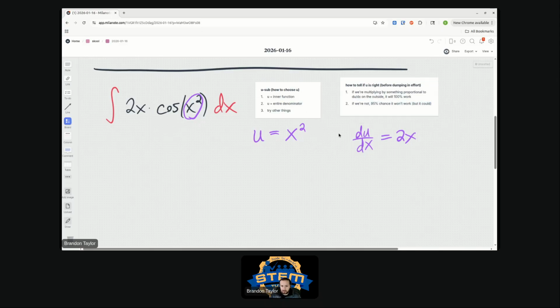You will see them, to be clear, but it'll be very, very few of the problems that you see. So hopefully that makes sense. This is the strategy of U-sub. If you get these, you're good. So now let's take a look at this.